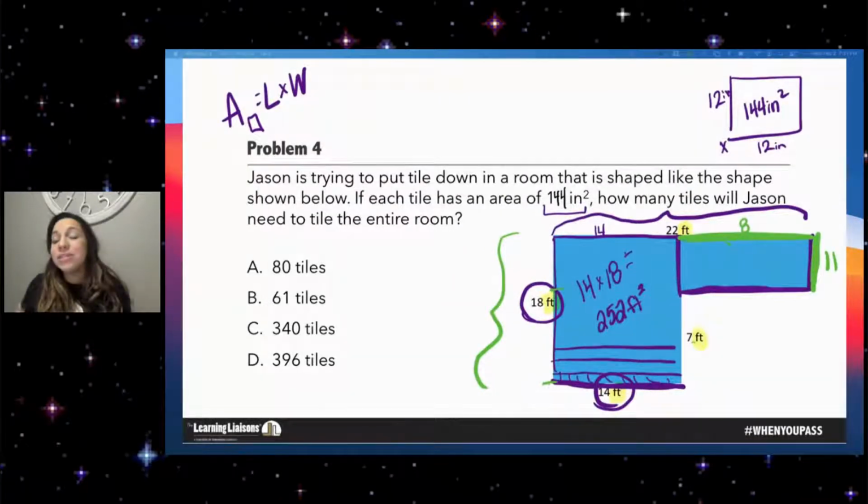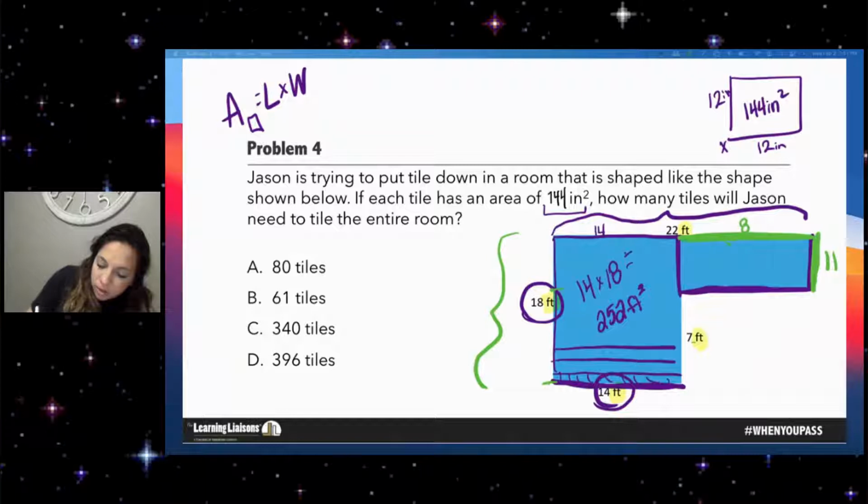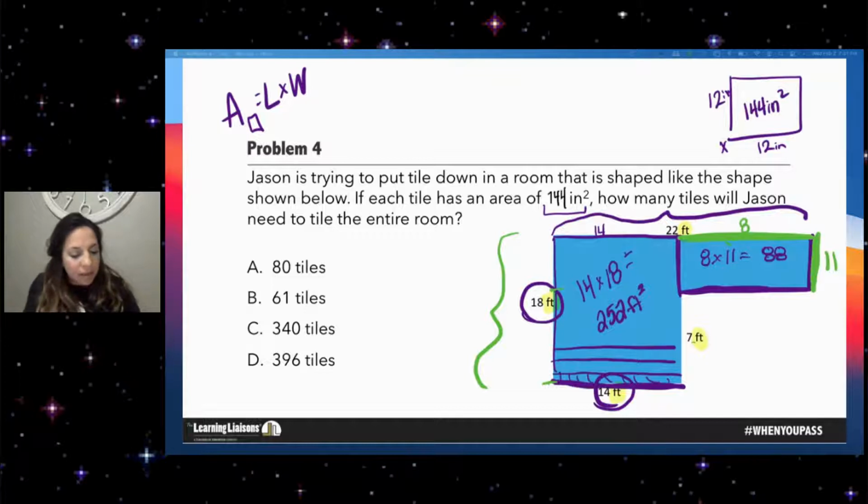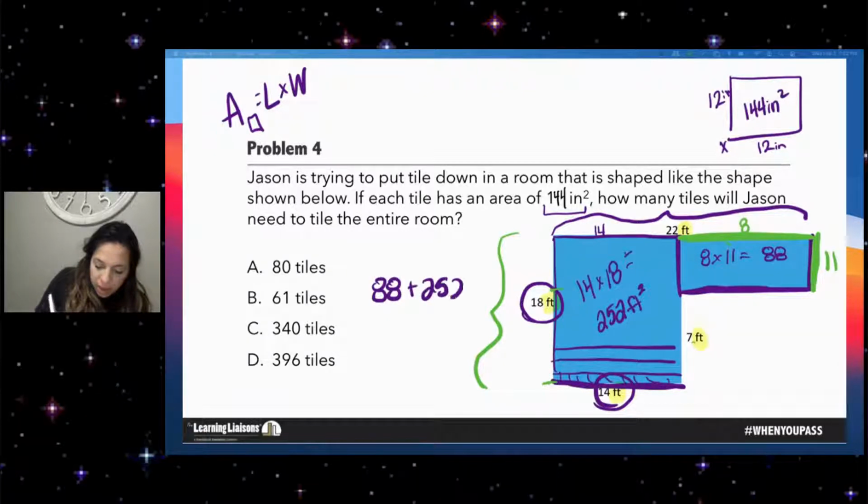This is obviously not drawn to scale, and that will happen very often, where they will not draw it to scale on purpose. Yes, Nicole, you've got it. So 8 times 11 equals 88. And now I can just add the 88 plus the 252. And I get 340 tiles.